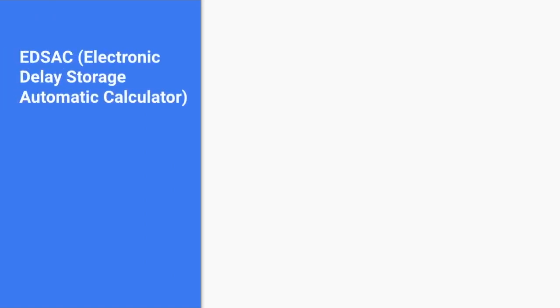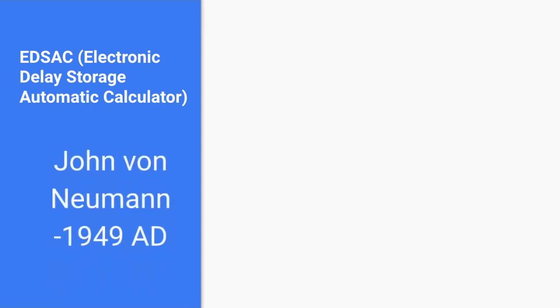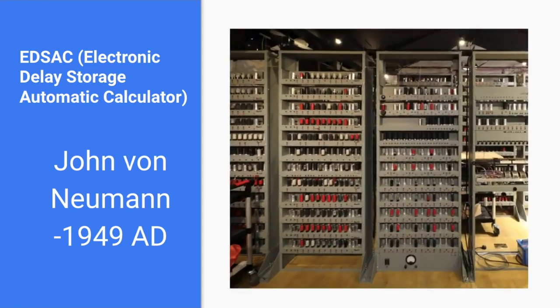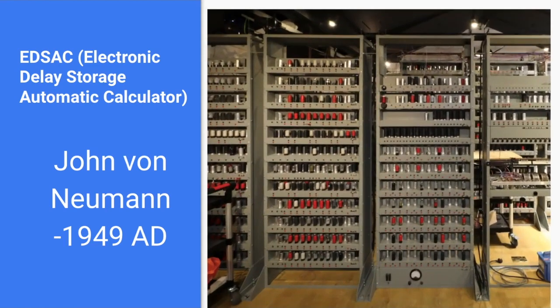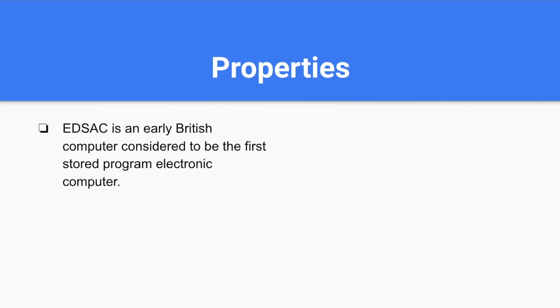Let's discuss the next one. It is EDSAC, developed by John von Neumann in 1949 AD. This is the picture of EDSAC. Let's see the properties of EDSAC. EDSAC is an early British computer considered to be the first stored program electronic computer. In this computer, the programs were stored.